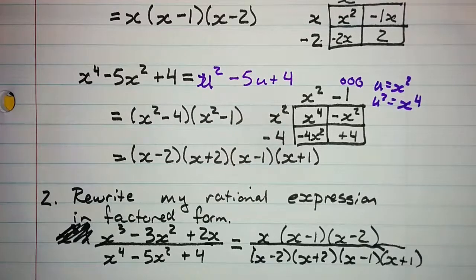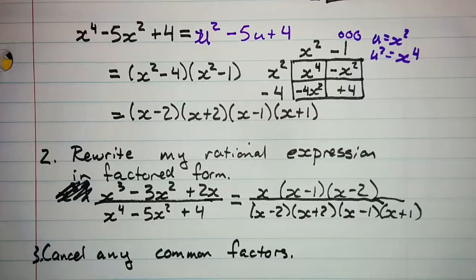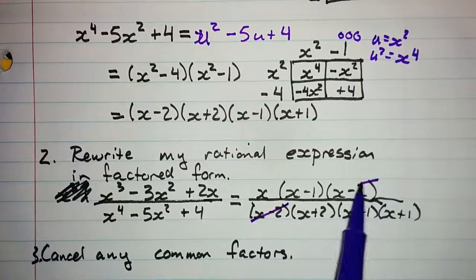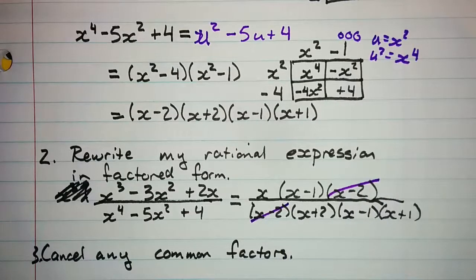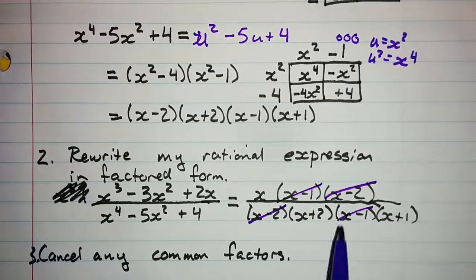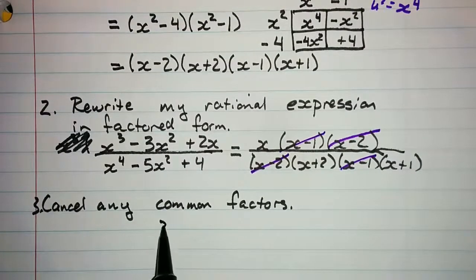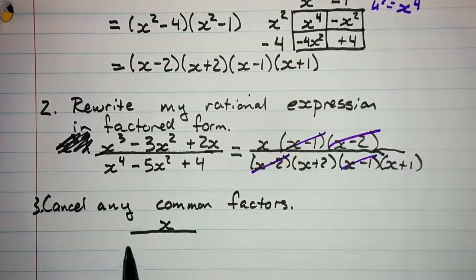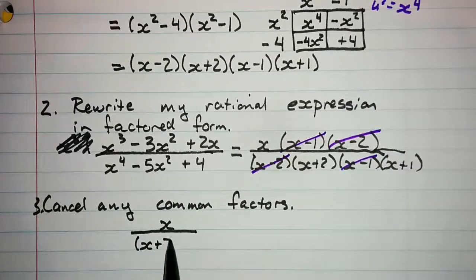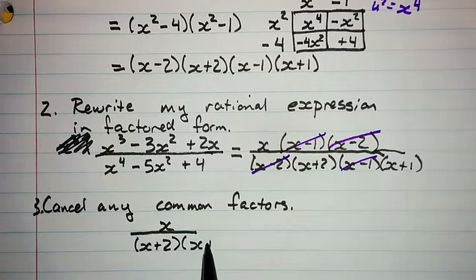And now I cancel any common factors. I see x minus 2 as a factor in both the numerator and denominator, x minus 1 as a factor in both the numerator and denominator. What am I left with? X over x plus 2 times x plus 1.